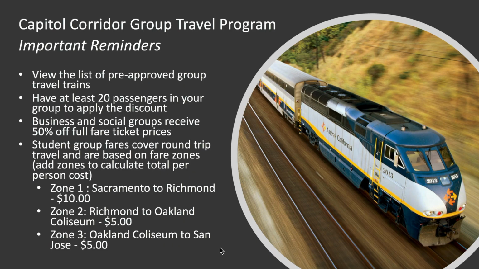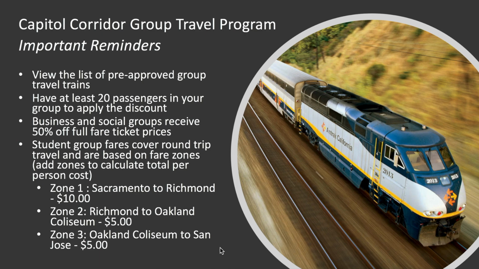For those of you who are looking into booking a group trip for the first time, just a reminder that groups of 20 or more passengers traveling together as part of a business or social group on board one of our trains are eligible for a 50% group discount or for our student group discount listed on screen. To get the discount, all you need to do is submit a group travel request at least 21 days in advance of your day of travel.